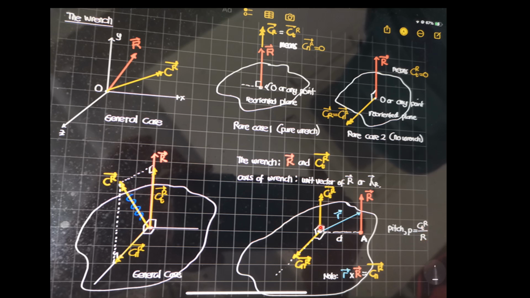So that's it for this principle, and I hope that you can imagine the effect of the wrench and be able to transform the general force couple system resultant into another form of resultant, which is called the wrench. And we'll have examples from the rare cases, from simple ones to the general case.